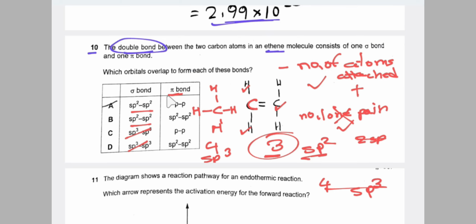And the pi bond is formed by the overlap of p orbitals, that is p and p orbitals. So the correct answer is A. As the two p orbitals overlap to form the pi bond, therefore the answer is A.